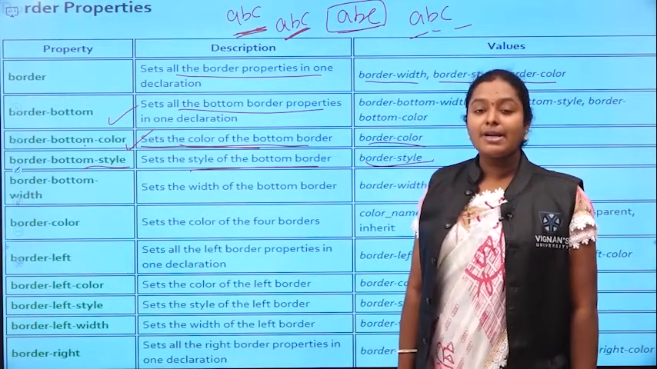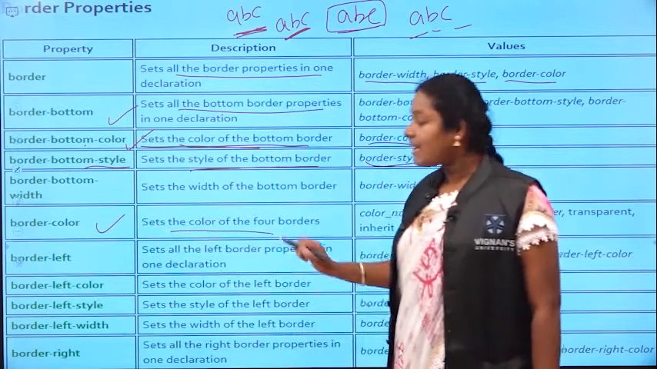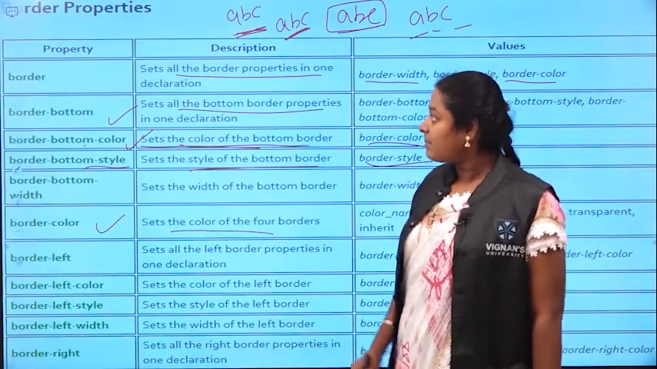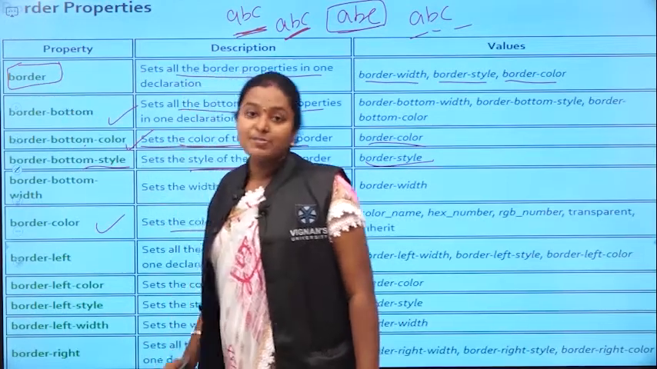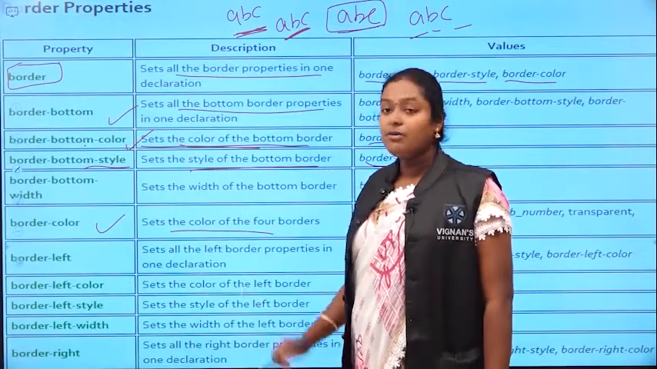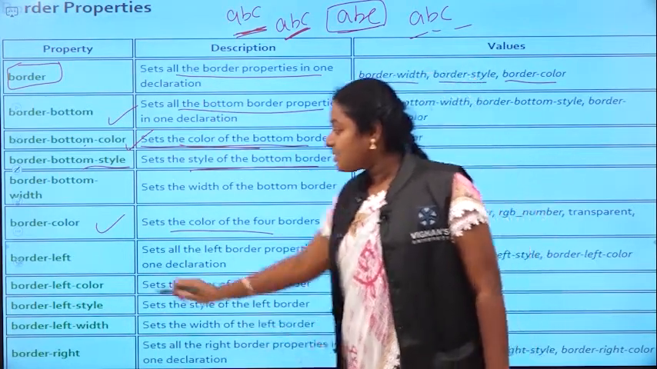The next property we are discussing in the border properties is border-color. It will set the colors for all 4 borders. If you see here, this is called a border for the corresponding text. A border will have 4 directions: top, bottom, left and right, and next is border-left.